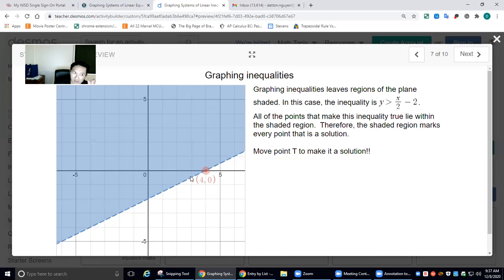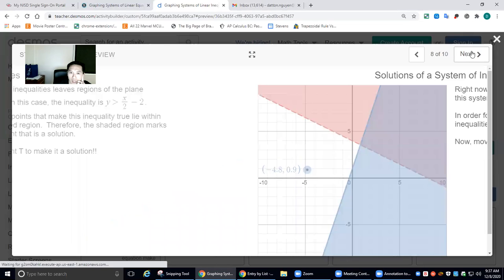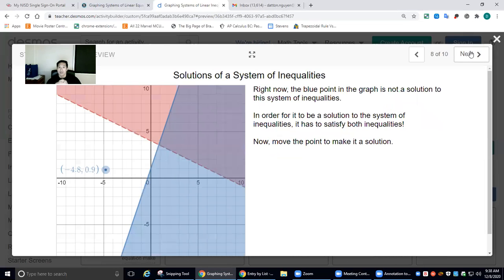So remember, this is kind of a little clue, a little hint about this. So anywhere inside here, see this? Anywhere inside here is a solution. All right, next problem. Now we're doing systems of solutions.